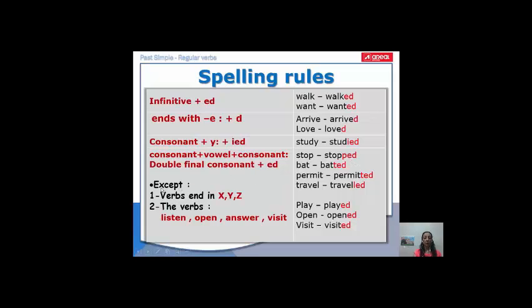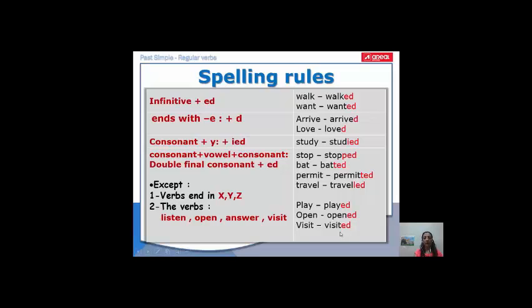Okay, we have two exceptions. As we know, the verbs that end in x, y, or z, we don't double the final consonant. Also, the verbs listen, open, answer, and visit also don't double the final consonant. So here we find play. The last three letters are CVC, but it ends in y, so we don't double the y. We put only ed. Also, open and visit become opened and visited.